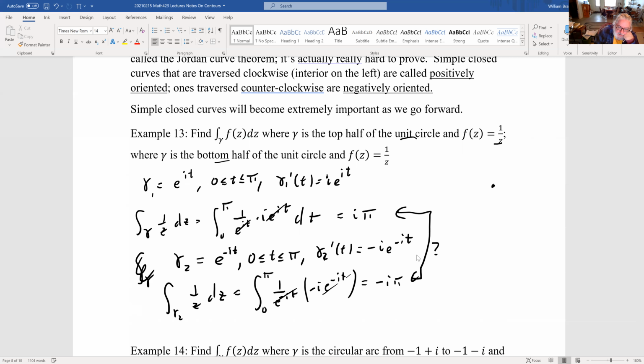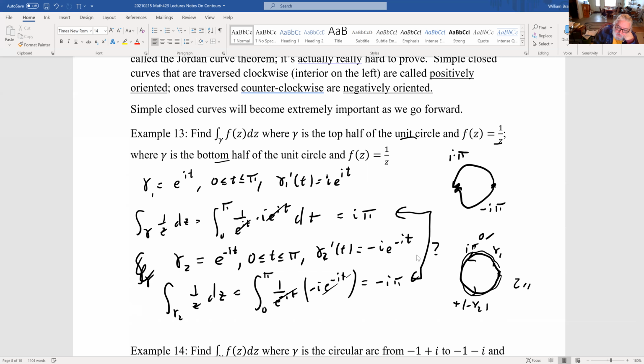Well, we can think of it as an integral from here and an integral from there. So we went from 1 to minus 1 in both cases, but we got i pi along this way and minus i pi along that way. Or if you think about it as an entire circle, this is i pi, that's gamma 1. And if we take plus minus gamma 2, that would take us back to the origin.